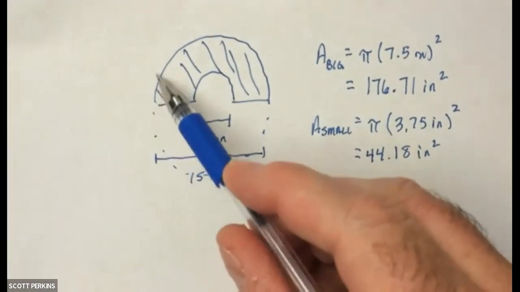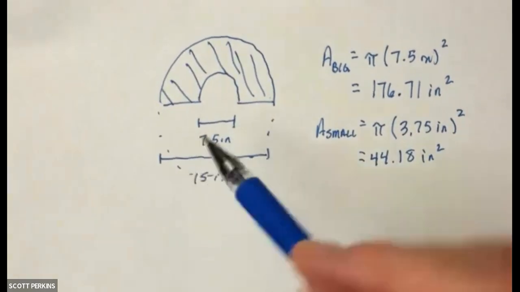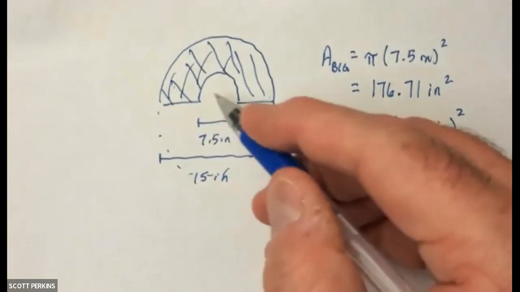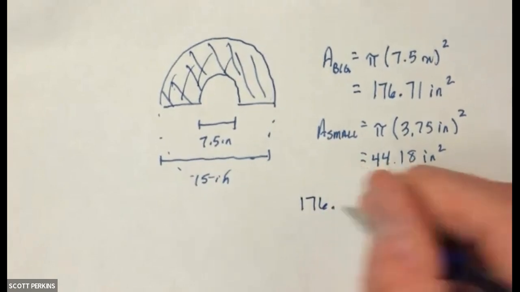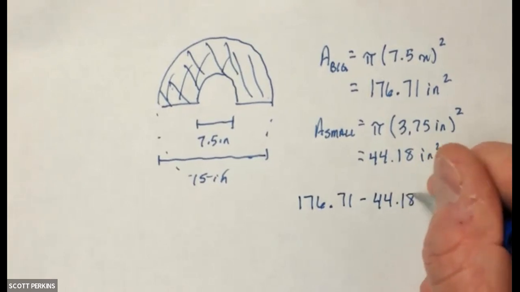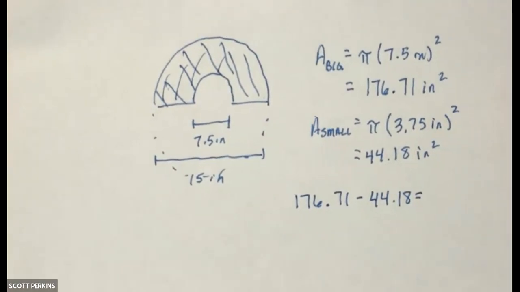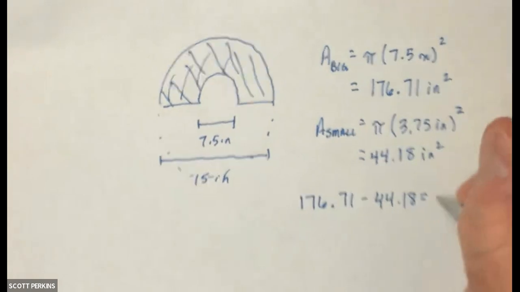Okay, second to last step. I found the area of the big circle. I found the area of the small circle. What am I going to do with those two areas to get the shaded part? I'm going to subtract them. I've cut a hole in the middle of this circle. So I'm going to take the 176.71. I'm going to subtract 44.18. And so again, that is 176.71 minus 44.18, and we get 132.53.